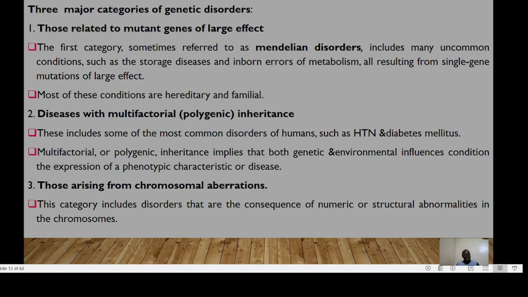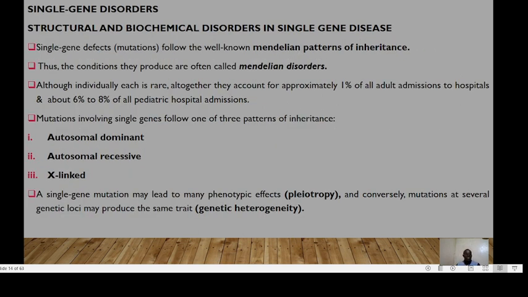Lastly, we have those that arise from chromosomal aberrations. This category includes disorders that are the consequences of numeric or structural abnormalities in the chromosomes. So we have single gene disorders, and we also refer to them as single gene defects or mutations, which follow the well-known Mendelian patterns of inheritance. Thus, these conditions are often called Mendelian disorders.